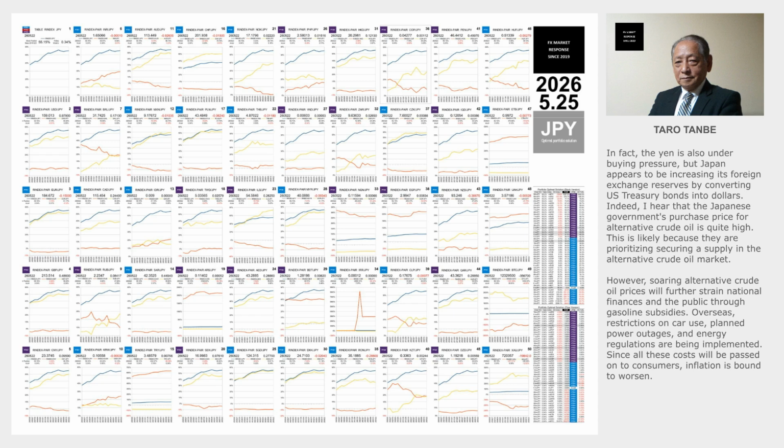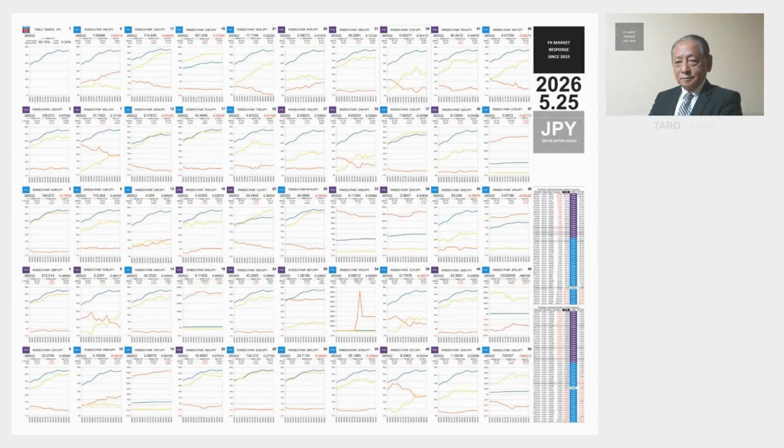Indeed, I hear that the Japanese government's purchase price for alternative crude oil is quite high. This is likely because they are prioritizing securing a supply in the alternative crude oil market. However, soaring alternative crude oil prices will further strain national finances and the public through gasoline subsidies. Overseas, restrictions on car use, planned power outages, and energy regulations are being implemented. Since all these costs will be passed on to consumers, inflation is bound to worsen.